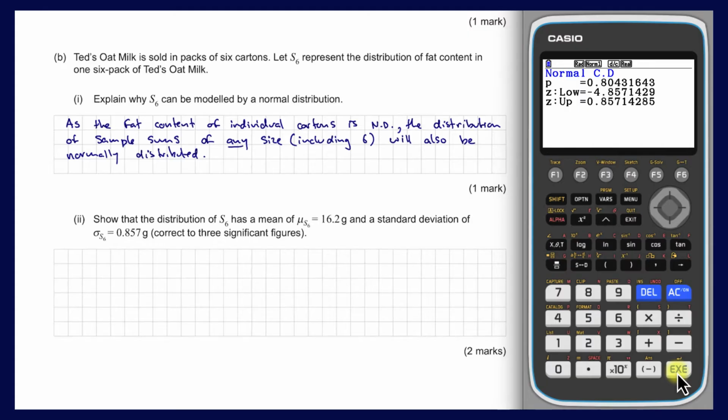Part 2 says that we need to show what the mean and standard deviation of S6 will be. The mean of S6 will be 6 times 2.7, and the standard deviation will be equal to the square root of the sample size, so square root 6 multiplied by the standard deviation of the single serve, so that's 0.35. Even though I'm pretty sure those are going to be the values provided, I'm going to double check that on my calculator.